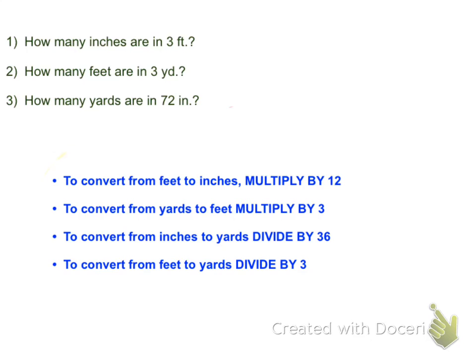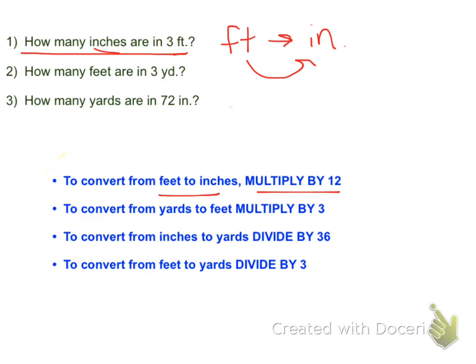For example, if you need to answer question number 1, how many inches are in 3 feet? What you're really doing is you're converting feet to inches. And when I think about that, I know it's going to be a larger number. So if it's going to be a larger number, you're going to be multiplying. Since there's 12 inches in a foot, you know feet to inches, we need to multiply by 12. So to get this, we do 3 times 12, and that gives us 36. So your answer would be 36 inches.